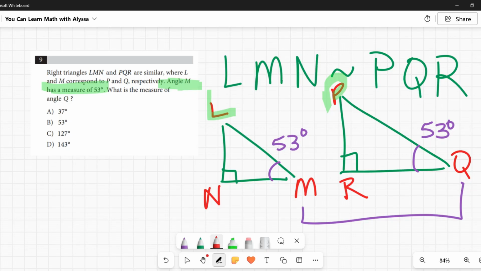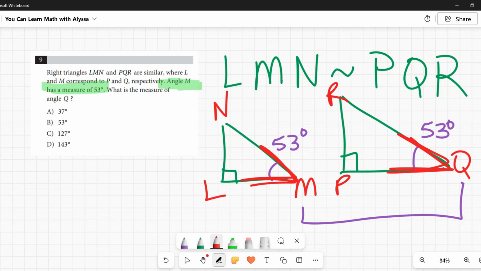So if you are asking in the comments, wait, how did you know L and P were the acute angles? I don't. It is also absolutely possible that it could be like this, where that's R, that's N, that's L, that's P. Those are both possible. But again, not really pertinent to this question. The main pertinent part is they are similar. M corresponds to Q. So if M is 53 degrees, Q is also 53 degrees. And that's my answer. That is B.